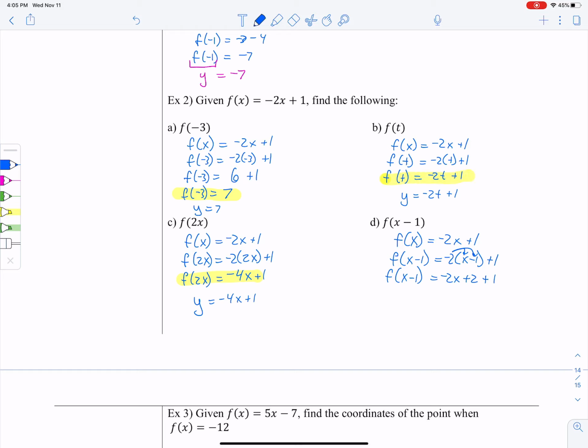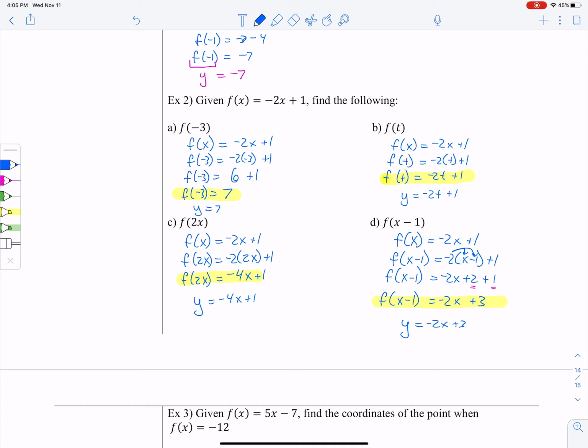This one, I have one little simplification to do. I need to combine these numbers. So this one becomes negative 2x plus 3. And that's my final answer. So this is the same as saying y is equal to negative 2x plus 3.